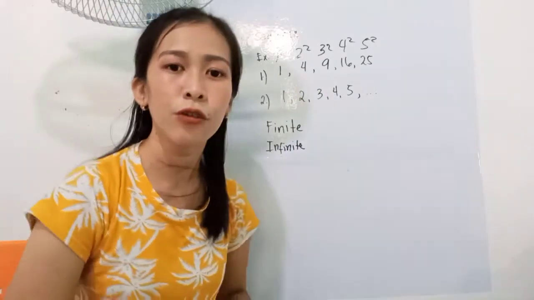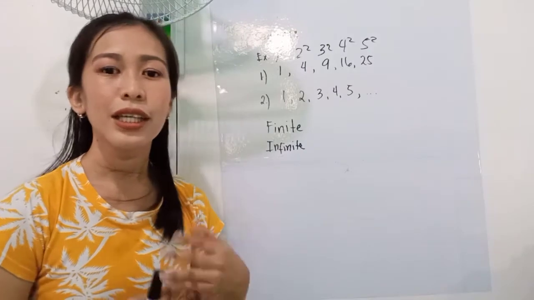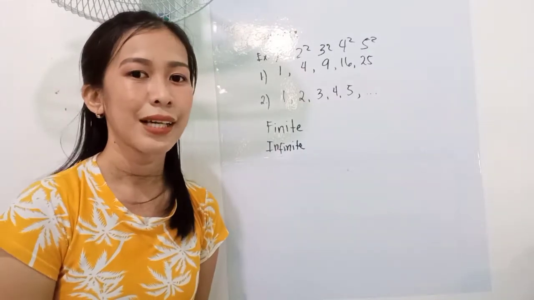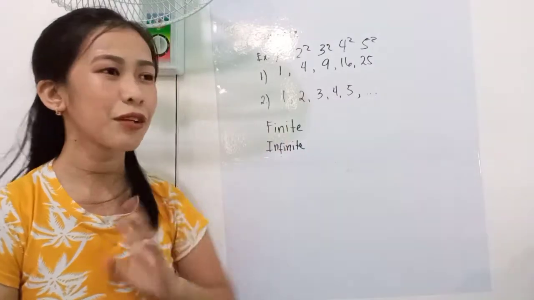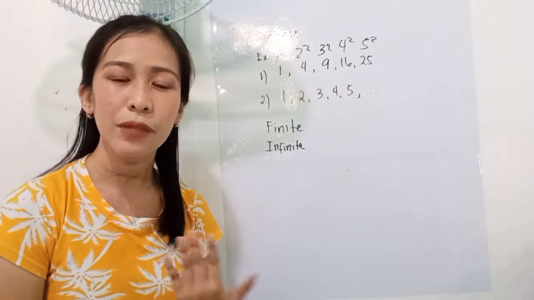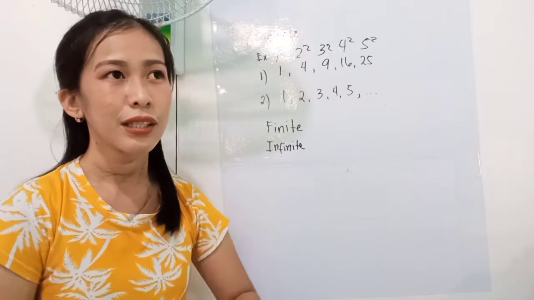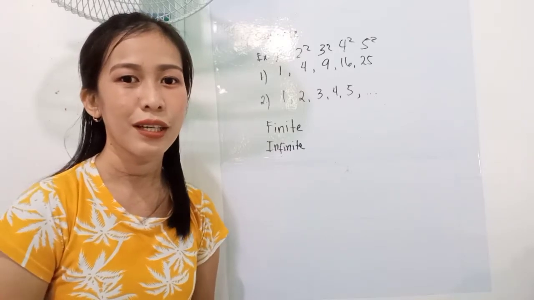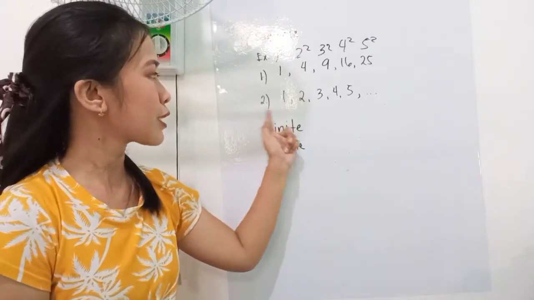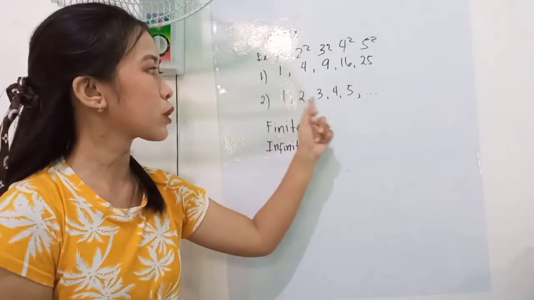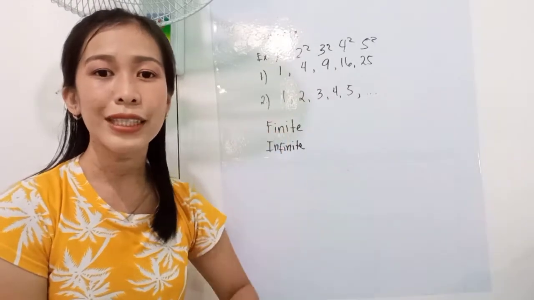Basta meron kayong makitang rule sa isang set, it is what we call a sequence. Okay, pero kapag wala naman kayong nakikitang rule, wala kayong maisip na rule kung bakit nagkaganon yung pagkakasunod-sunod ng isang set, mean to say it is not a sequence. Okay? Now, let's say for example number 2. We have 1, 2, 3, 4, 5. So this is also a sequence.